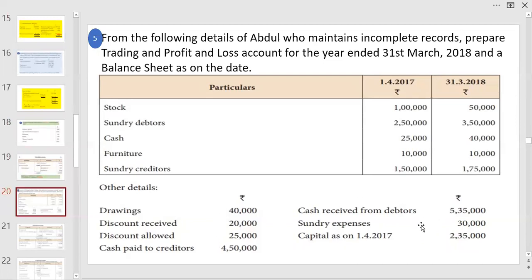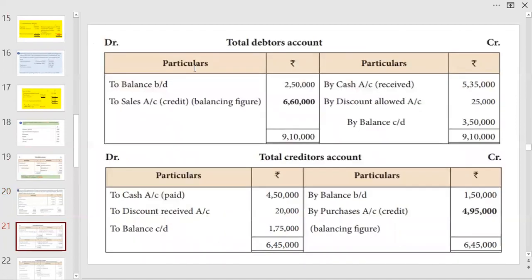To make things easier, the capital figure is also given, but that also can be calculated from the information. However, no sales or purchases figure is given. We will have to calculate them, and we are required to prepare the trading, profit and loss, and balance sheet. As you see, details regarding the debtors account are plotted onto a T account. The balancing figure 660 refers to sales.